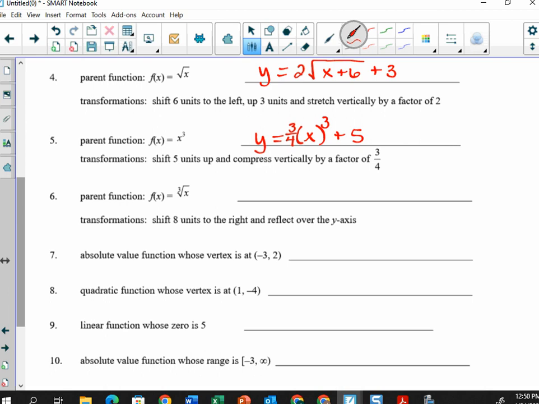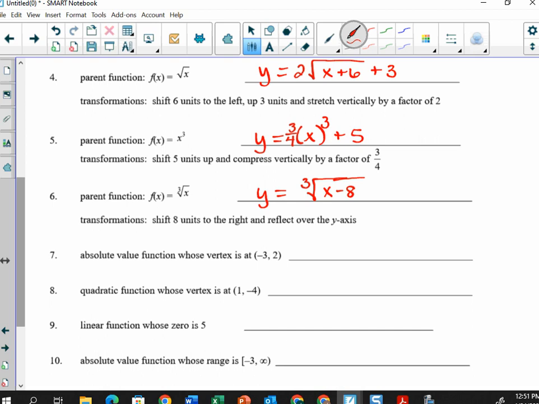All right, now we've got our cube root function. So we're going to shift 8 to the right. So y equals cube root of what? Okay, so this is a tricky one. So we've got x minus 8. And then what's the other transformation?